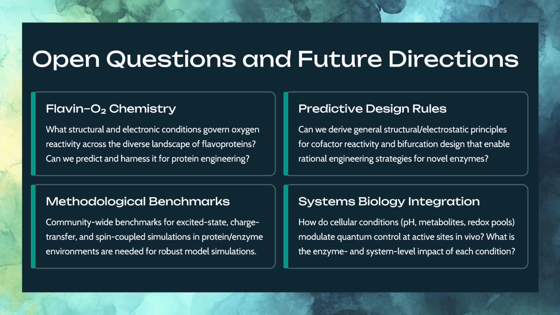So what are some of the open questions and future directions? Well, I mentioned flavin oxygen chemistry is a major open problem. Flavin oxygen chemistry is very important to physiology, but not well understood. And so we want to know what structural and electronic conditions govern oxygen reactivity across the diverse landscape of flavoproteins. Can we predict and harness this for protein engineering, with, again, potent medical and therapeutic potential for applications? We have the question of how even to construct predictive design rules, which we currently lack.